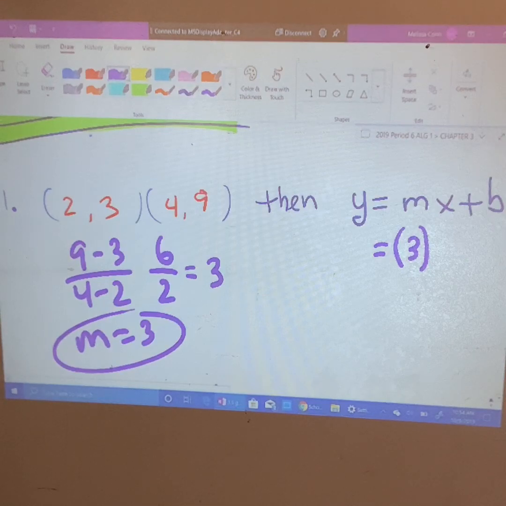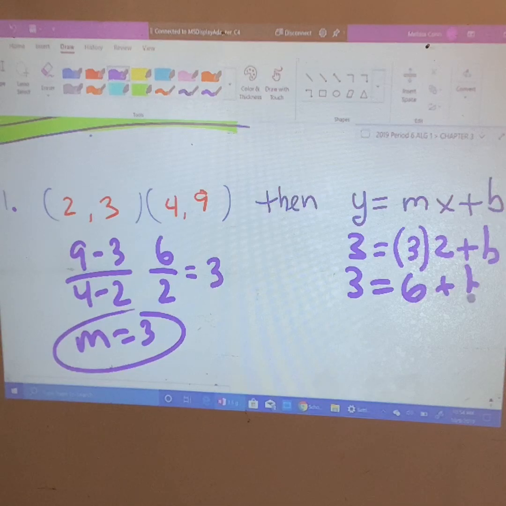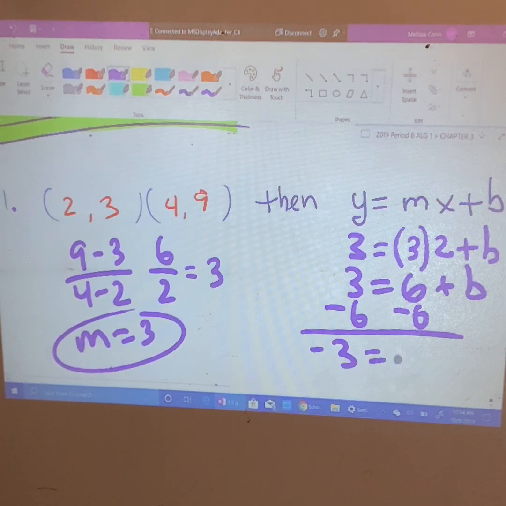So I'm going to pick the 2, 3, where 2 is my X. I'll write it right over here. 2 is my X, and 3 is my Y. I'll just go plus B. We're going to solve for B right now. So let's do the math. We have 3 equals 6 plus B. To figure out what B is, we subtract 6 on both sides, and we get negative 3 is equal to B. All right, now I have a slope. Slope is 3. The B is negative 3.